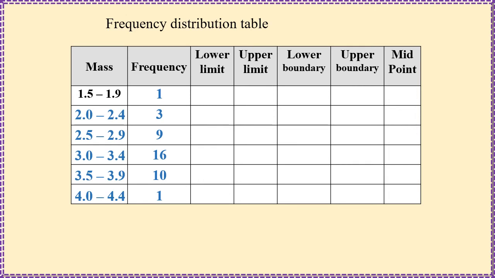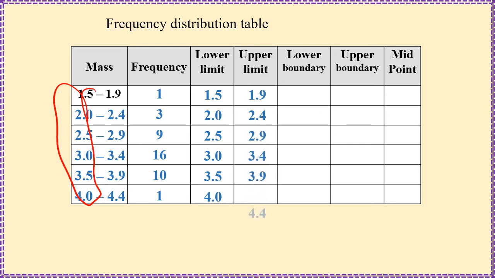And then what is the lower limit? For the lower limit, we just take the lower value of the interval. So here we have 1.5, 2.0, 2.5, 3.0, 3.5, and 4.0. And also the upper limit will be the upper value of the class interval here. So we have 1.9, 2.4, 2.9, 3.4, 3.9, and 4.4.